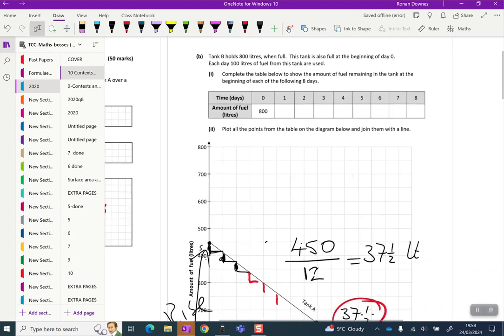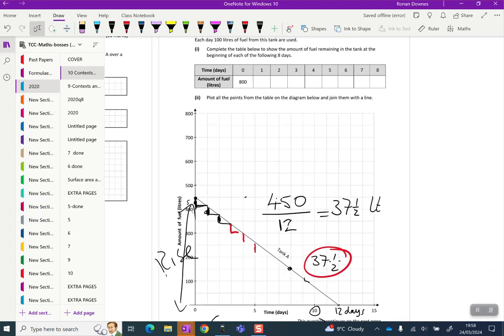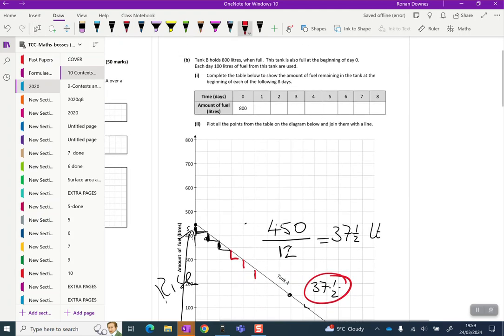Okay, and now we just have to complete the table to finish up. So after one day, there's a mistake. Oh, this is tank B. So tank B holds 800 liters. We could put a dot there. When full, this tank is also full at the beginning of day 0.